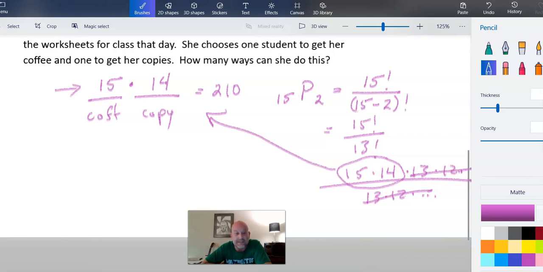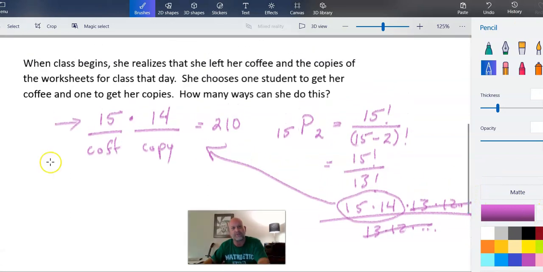So they're very closely tied together, right? 15 permuted by 2 is the same thing as 15 times 14. So this is what you should have gotten as far as working this one out. You should get that there are 210 ways for her to do this. Notice we're getting a lot of different ways to do things, even though we have a fairly small class. There's only 15 students in this class. It's really kind of interesting.